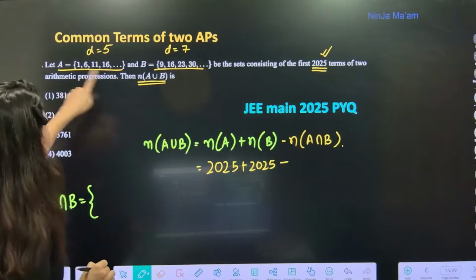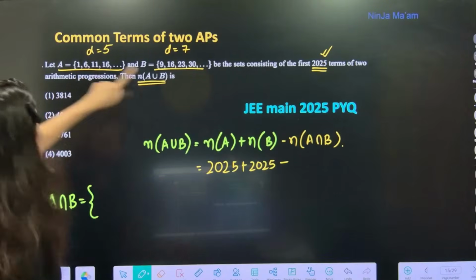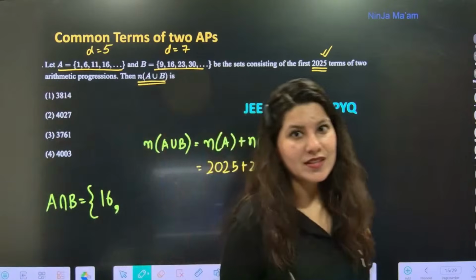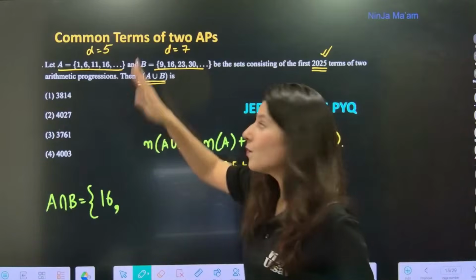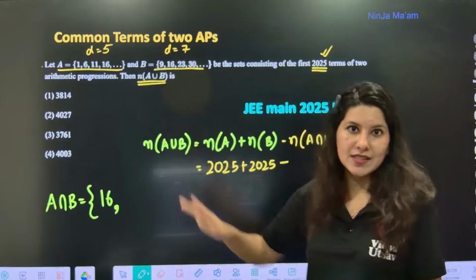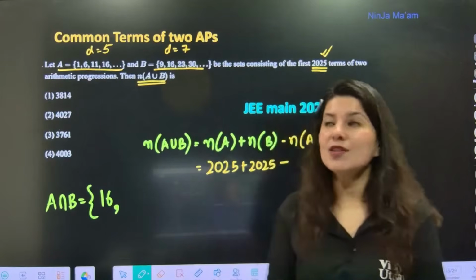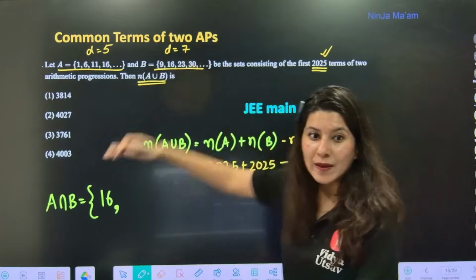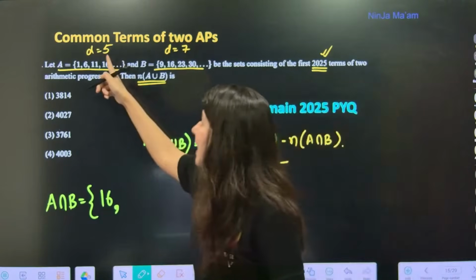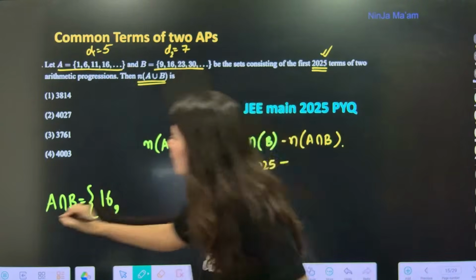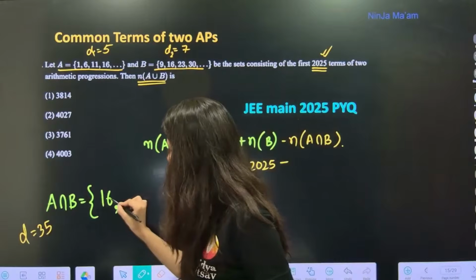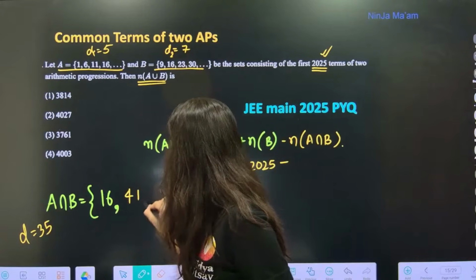So tell me, what is the first term which you can see? 16 is the very first term. What will be the second term? Now there are two ways. Obviously the second term you can figure out by finding the set A term by term, but this is a long process. Again, these are common terms of 2 APs. So this is also an AP, this is also an AP. A intersection B will also be an arithmetic progression with common difference as the LCM of D1 and D2. So the common difference will be 35. So what will the second term be? Tell me. So this is 1 and this is 41 and so on.